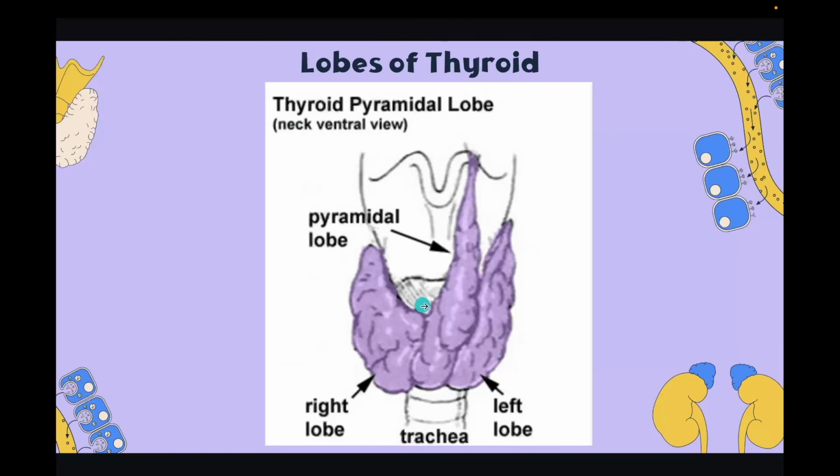Now going back to the pyramidal lobe, you can see it extends from the isthmus and goes all the way up to the hyoid bone. I found this picture online and it helped me understand it better.